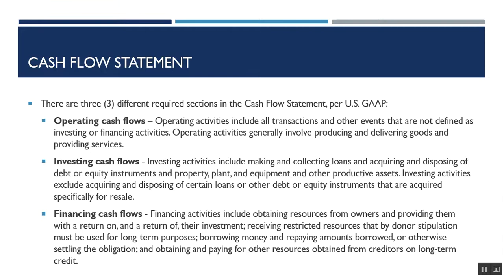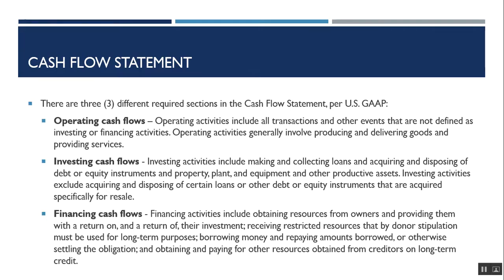So as a refresher on the cash flow statement, there are 3 different required sections: operating cash flows, investing cash flows, and financing cash flows. Operating cash flows are the day-to-day activities that generally involve producing and delivering goods and producing services. Investing cash flows are activities that include making and collecting loans, acquiring and disposing of debt or equity instruments of other companies, and property, plant, and equipment or other productive assets. Financing activities include obtaining resources from owners and providing them with a return on and return of their investment.